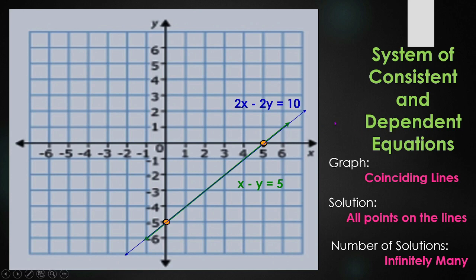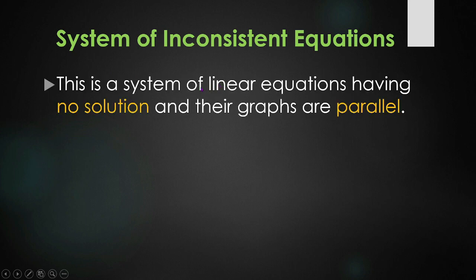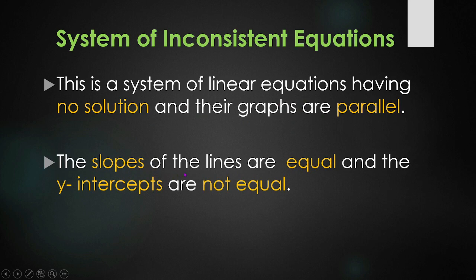Okay, so let us proceed to the third kind of system of linear equations in two variables. This time, we will discuss the system of inconsistent equations. This is a system of linear equations having no solution and their graphs are parallel. The slopes of the lines are equal and the y-intercepts are not equal.